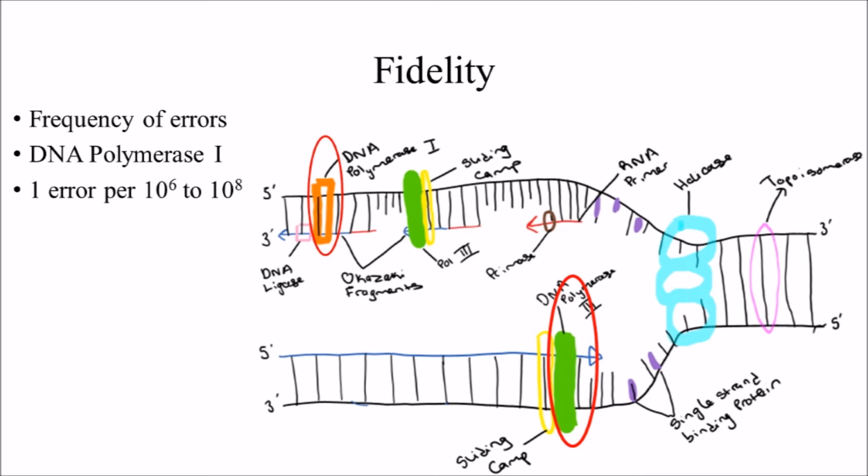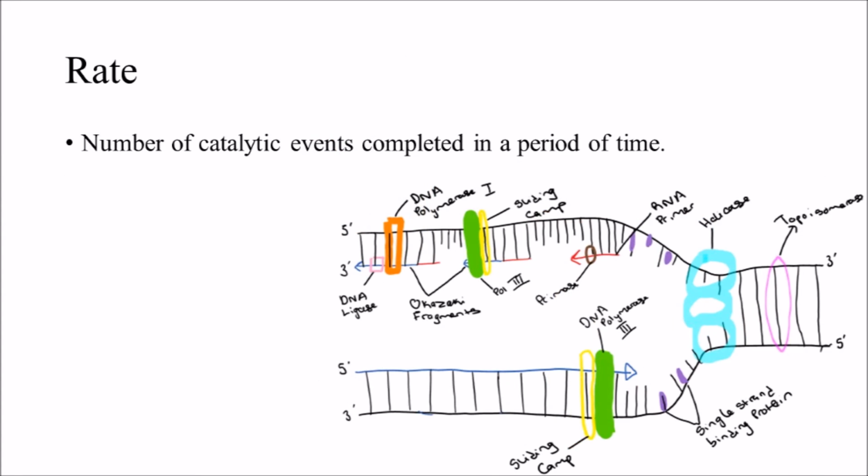Back to the case of DNA replication, fidelity is high due to the 3' to 5' exonuclease activity of DNA polymerase 1 and DNA polymerase 3. DNA polymerase 1 has a net error of 1 error per 10 to the 6 to 10 to the 8 nucleotide additions. Pol3 has the same fidelity. Rate is the number of catalytic events completed in a period of time.